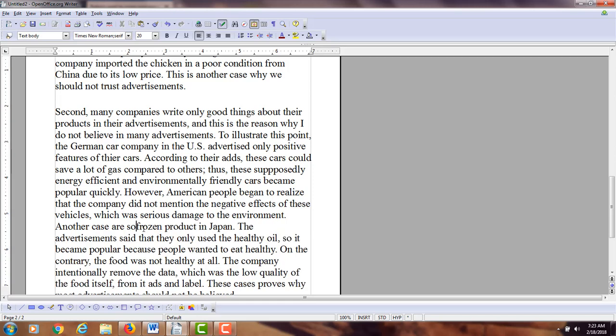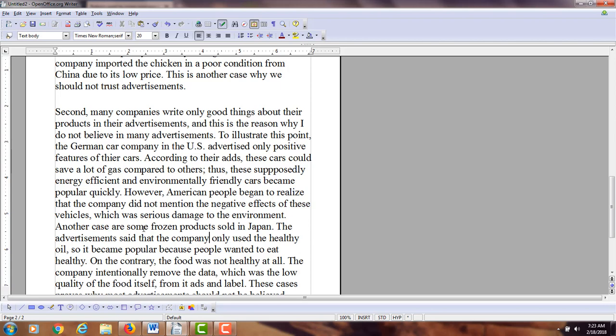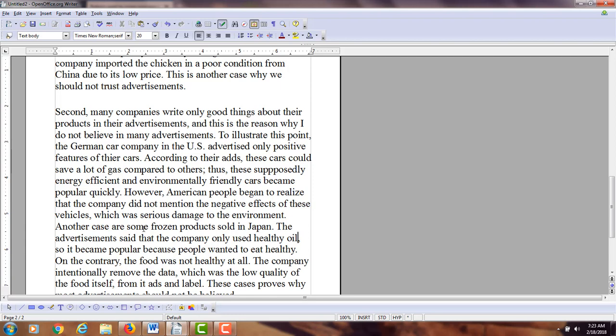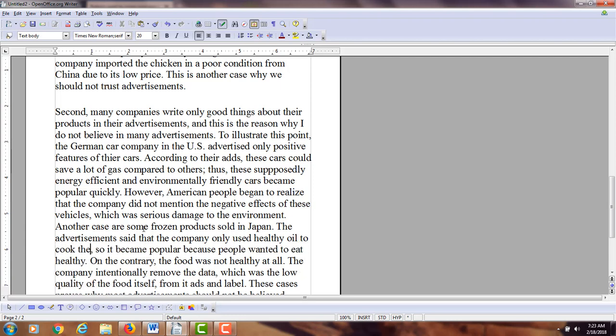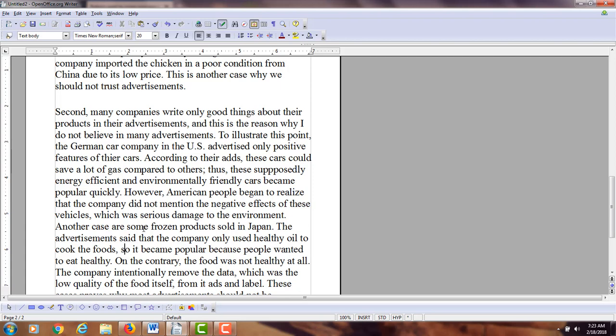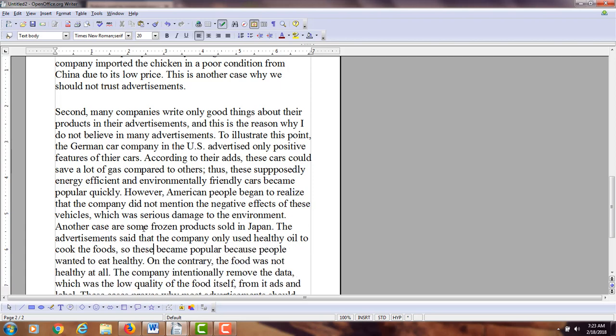maybe some frozen products sold in Japan. The advertisement said that the company only used healthy oil to cook maybe the foods. So these items became popular because people wanted to eat healthily. On the contrary, the food was not healthy at all.